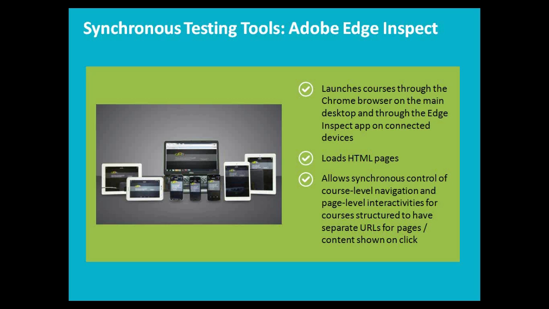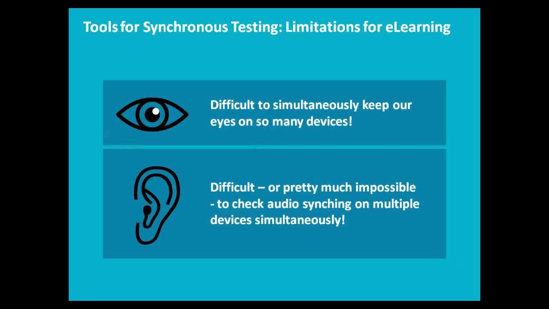Based on our experiences with trying synchronous testing tools, we realize it's obviously very difficult to simultaneously keep one's eyes on so many devices, especially if you're trying to see something progressing or building up. This is why we found it useful for checking alignment and visuals at a static end state, but checking, say, an animation build-up on multiple devices at the same time wasn't very friendly.